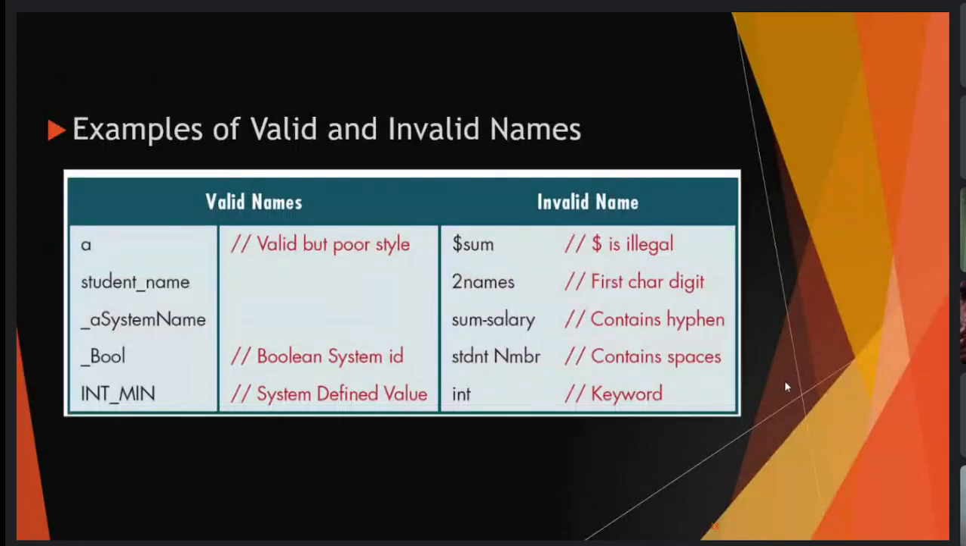So here again are some examples of valid and invalid identifiers. As we can see there, A is a valid identifier, but it is a poor choice of identifier. Okay? What is A? Hilig biya kay tana, di ba?